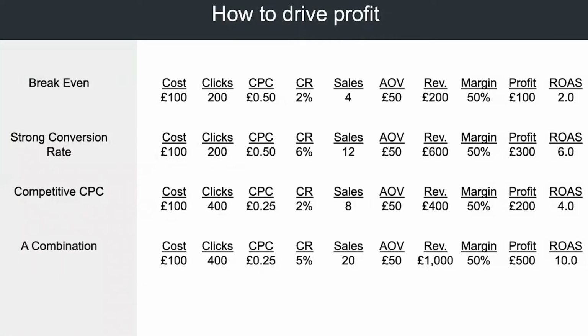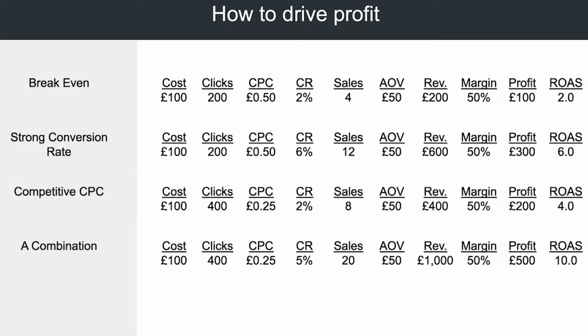So we're taking that top example of break even where you put in £100, and due to all of these different metrics, you end up with a profit of £100. And because you're operating at a 50% margin in this example, your return on ad spend is 2. In the second example, we've just made the conversion rate a bit stronger, and you can see that for the same number of clicks, you're delivering more sales, which delivers more profit at the end.